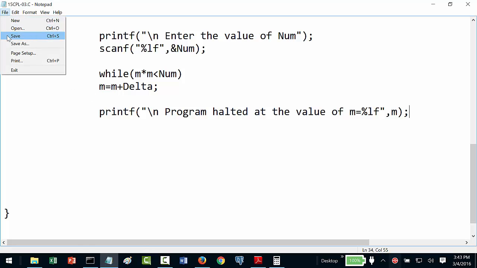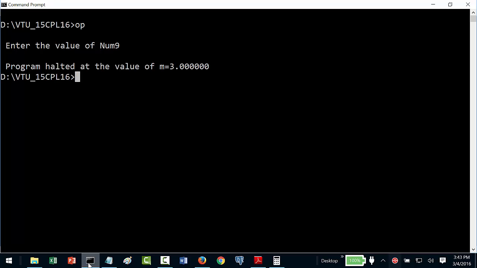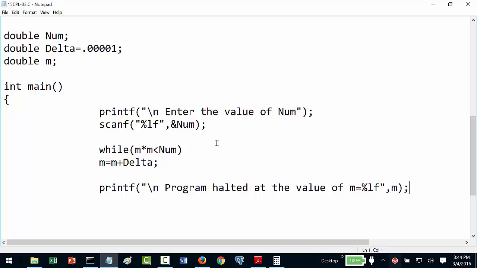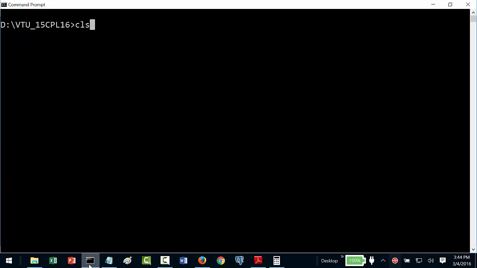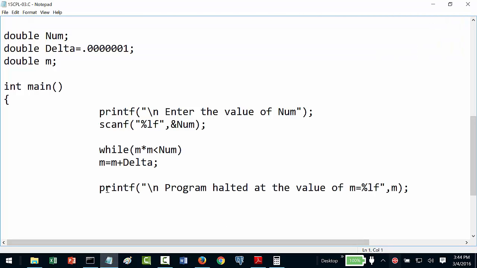Let us save this code and compile it. We have no errors, luckily. Let me make it 9. The program halted at 3, which clearly means that we are able to find the square root of a number perfectly. Now let me take one more. If I take 2, the root is 1.41421, isn't it? Since it is giving this perfectly, we will try giving a few more zeros to the delta for our approximation, and then compile this. Now if I say 2, I still get program halted at the value.